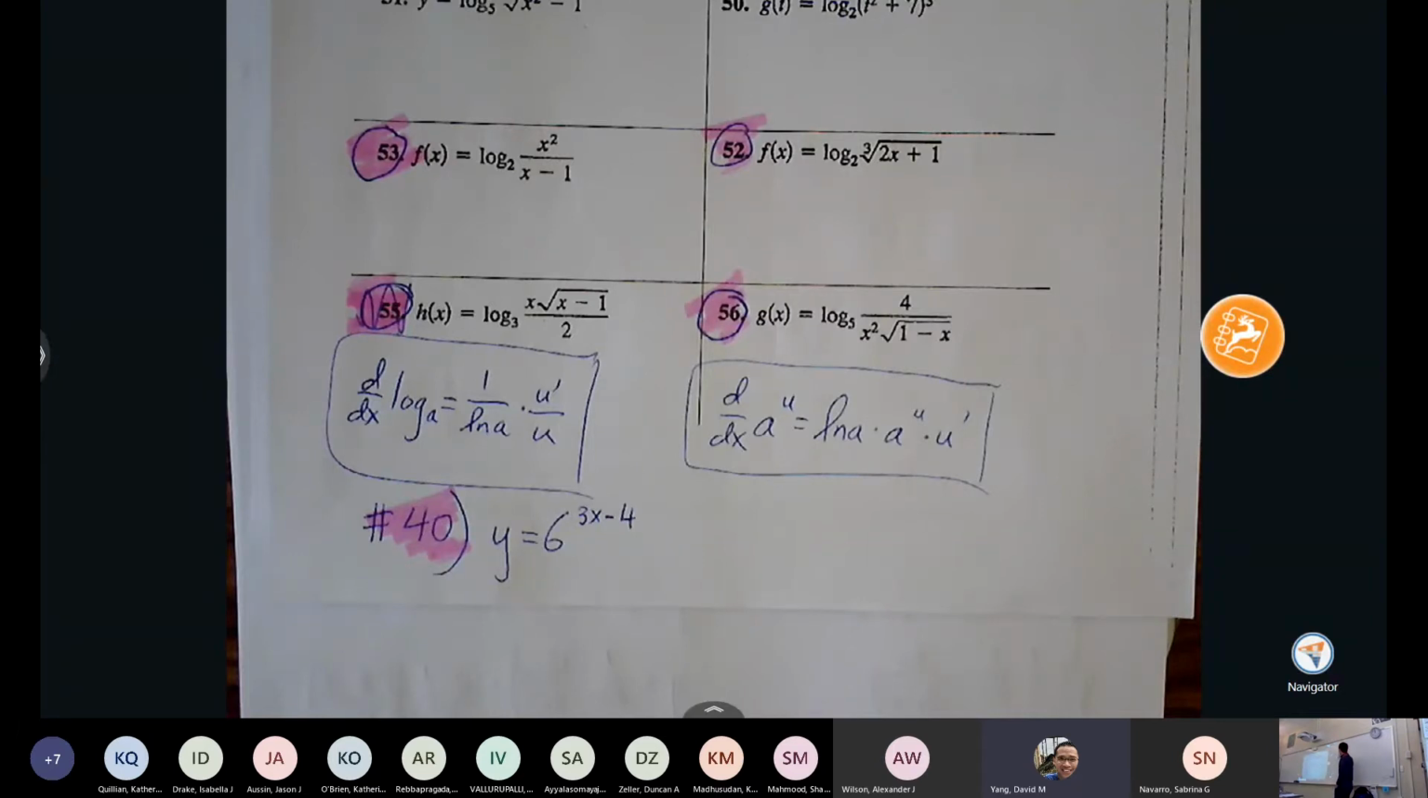If I have log of AD over BC, I can expand that into log of A plus log of D minus log of B minus log of C. So basically, the idea is that any portion that's in the numerator is going to be part of a positive log expression. Anything in the denominator is going to end up being part of a negative natural log expression.